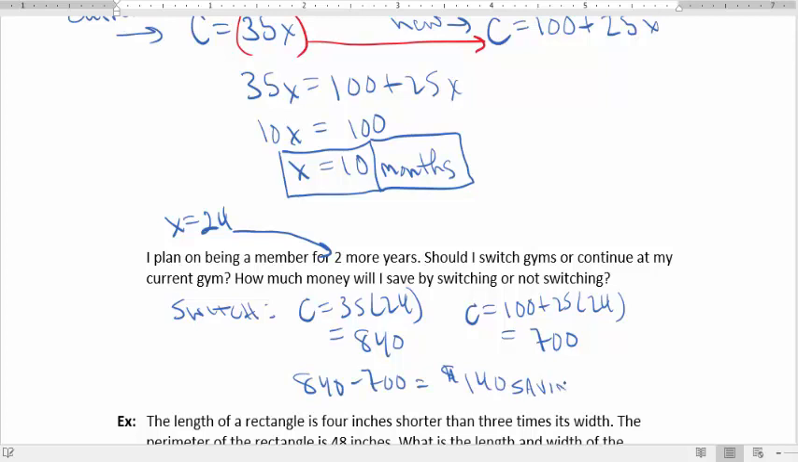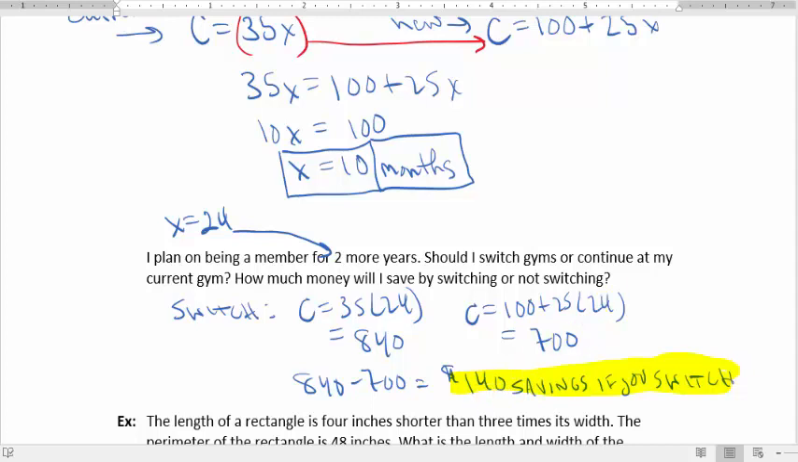So you save $140 if you switch. Now that's a little misleading because it makes you think, hey, I'm having an extra $140. No, I mean, you're only saving $140 total over the course of those 2 years. And in fact, at the beginning, you're losing money, right? So it really depends on your money situation.